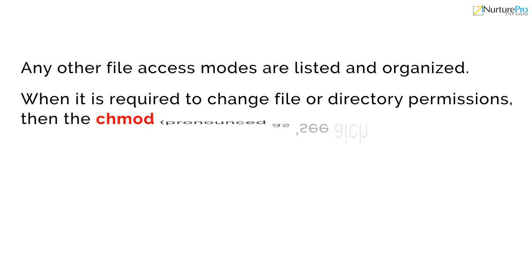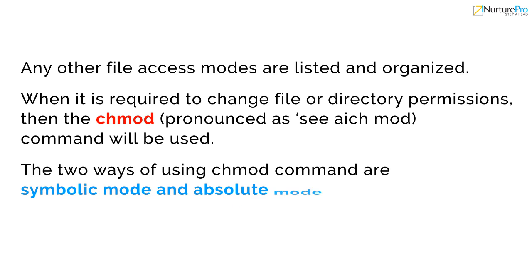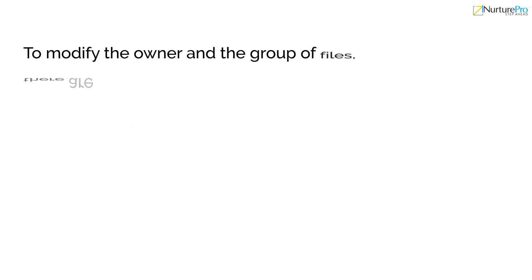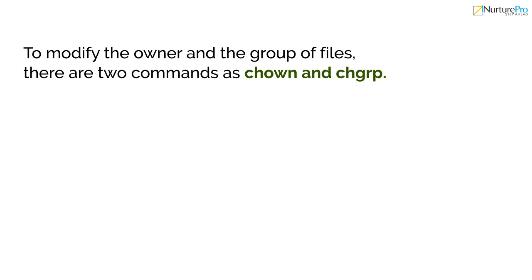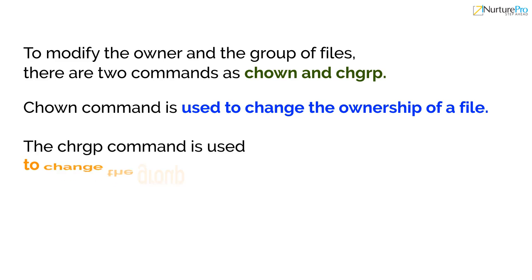When it is required to change file or directory permissions, then the chmod command will be used. The 2 ways of using the chmod command are symbolic mode and absolute mode. To modify the owner and the group of files, there are 2 commands, chown and chgroup. The chown command is used to change the ownership of a file. The chgroup command is used to change the group ownership of a file.